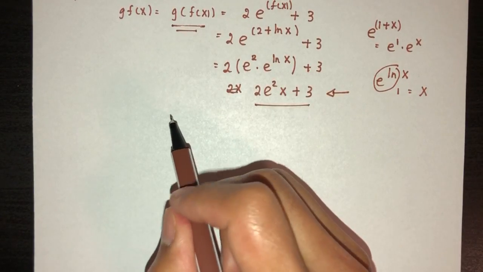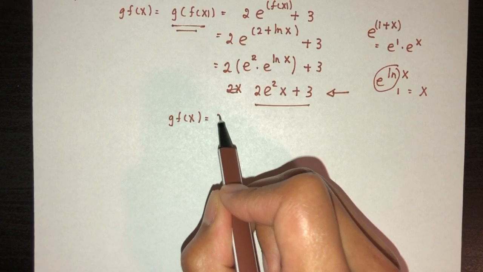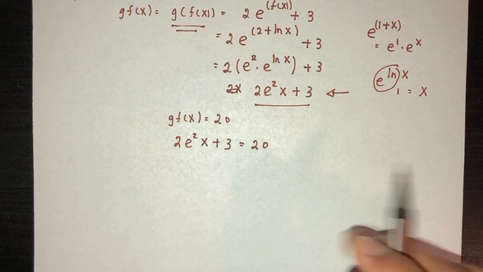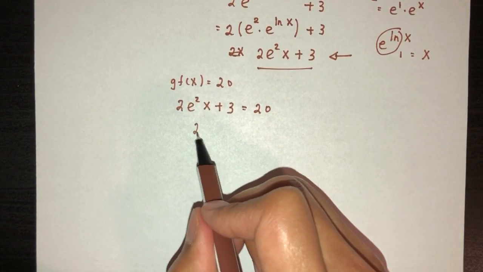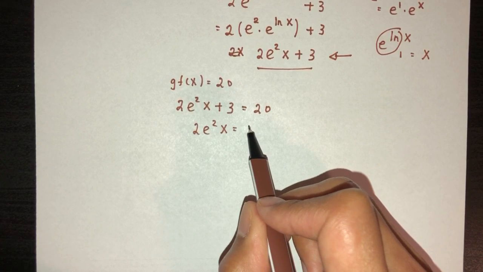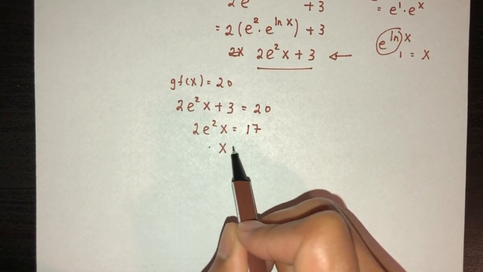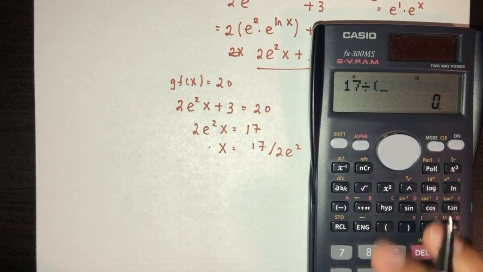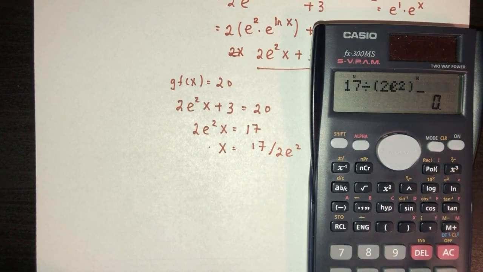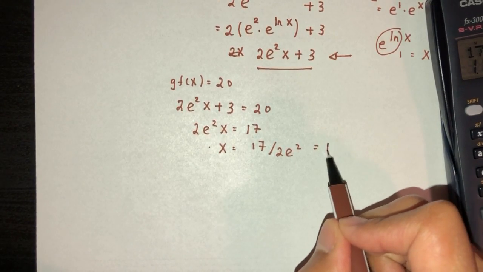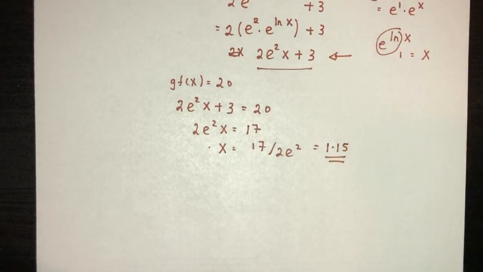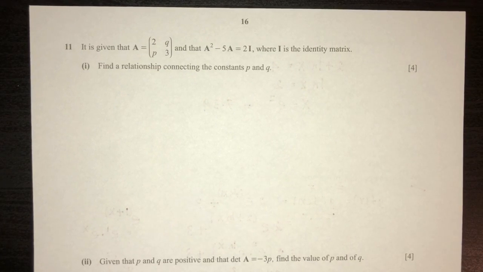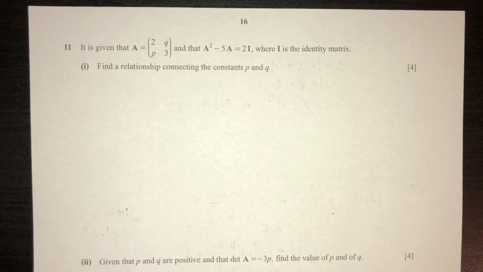Now let's solve this. You will have g of f of x equal to 20. That will be 2e squared x plus 3 is equal to 20. Now we have to make x the subject of the formula. That will become 17, so x is equal to 17 divided by 2e squared. That should be 1.15. So the value of x is 1.15, correct to 3 SF. And that is your question number 10. This is question number 11.